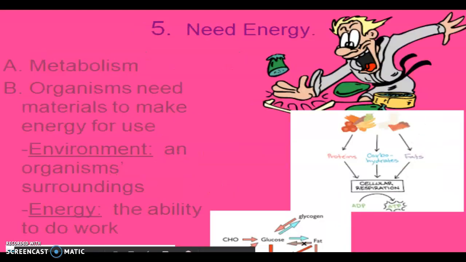Number five, all organisms need energy. So, energy is the ability to do work. So, work in organisms begins at the cellular level. And when we're talking about energy, we're talking about building and breaking down of molecules, storing and releasing energy. And collectively, those chemical processes, those chemical reactions fall under the umbrella of the word metabolism.